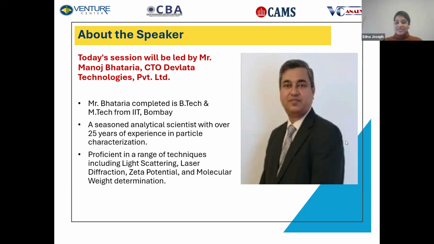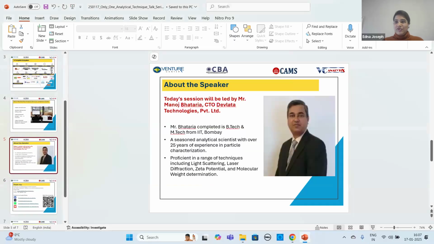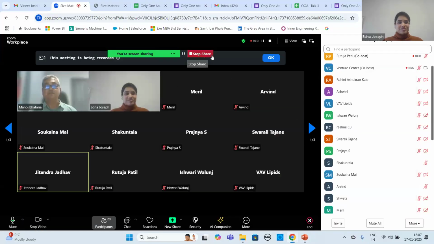Mr. Bhataria completed his BTech and MTech from IIT Bombay, and he is a very seasoned analytical scientist with over 25 years of experience in particle characterization. He has proficient knowledge in various techniques, which include light scattering, laser diffraction, zeta potential, and molecular weight determination. Many of those topics have been covered in today's session, and he's the best person to deliver right on the fundamentals as well as the applications. So, with that brief introduction, I now hand over the floor to Mr. Manoj to take this session ahead.